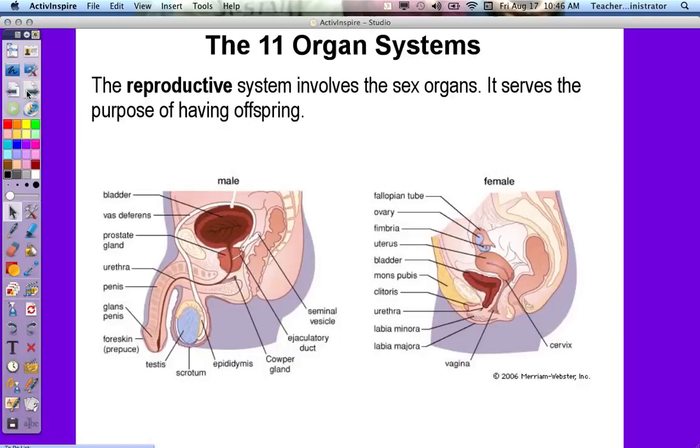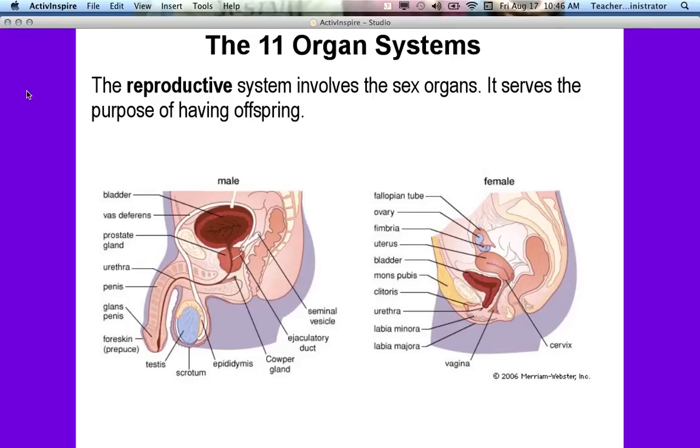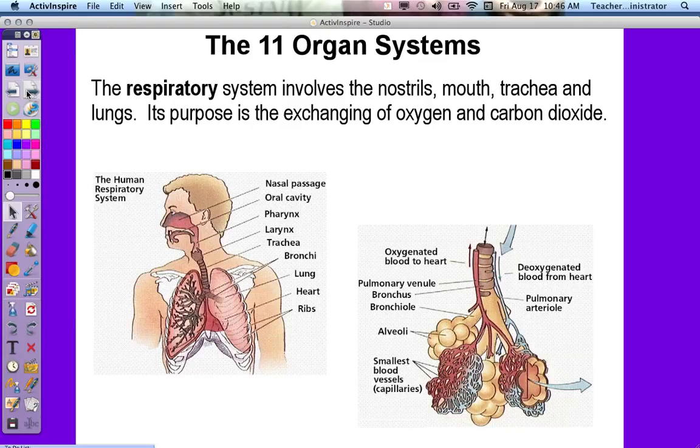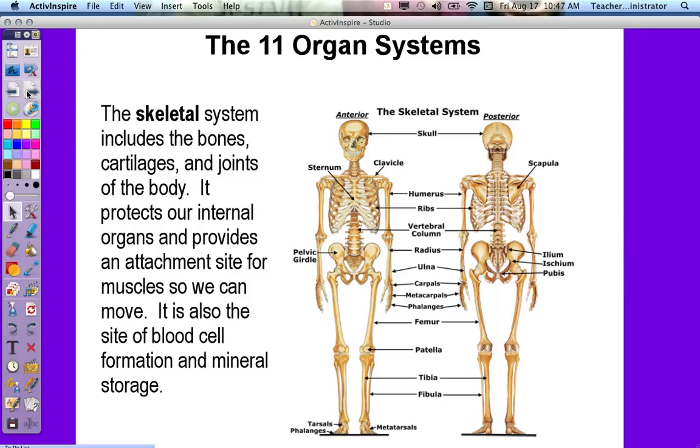Next is your reproductive system. This would be all your sex organs, and the purpose of your reproductive system is to have offspring. Your respiratory system involves your nostrils, your mouth, your trachea, your lungs, and many others, and its purpose is to exchange oxygen and carbon dioxide. Next is your skeletal system that includes your bones, cartilage, and joints.